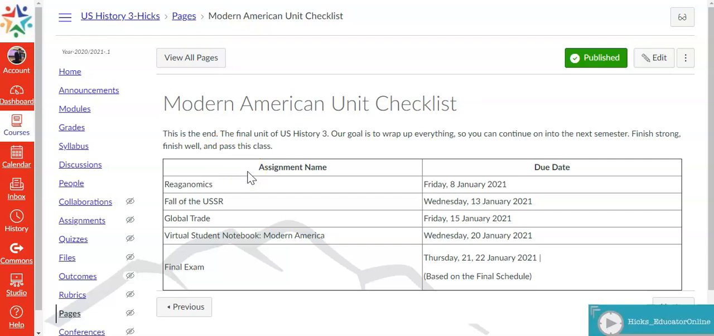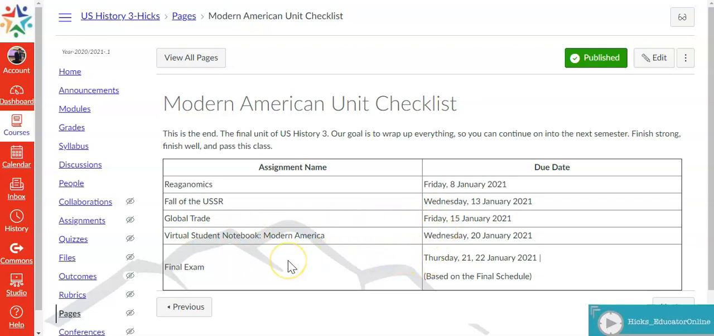Reaganomics, that'll be the first assignment due. That'll be due on the e-learning Friday, January 8th, 2021. And then we're getting into the 90s, starting with the end of the Cold War. The fall of the USSR is due on Wednesday. Global trade will be due on that Friday next week, the e-learning Friday, if I recall correctly. And then the virtual student notebook will be due on the 20th.